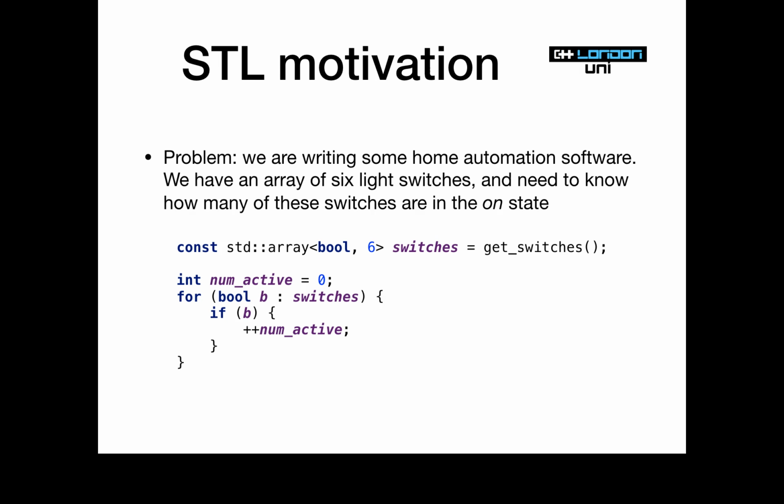Question. I would like to know as well how many are inactive. What would be the best way? Create a separate variable like number inactive, and then increase the number? Well, once you've found out how many are active, it's pretty easy to get the inactive ones. Or just take away, 6 minus the number of active ones. So that would be okay. This is completely an imaginary problem.